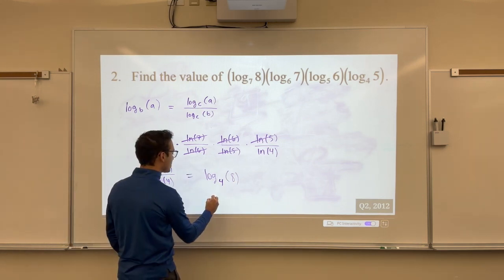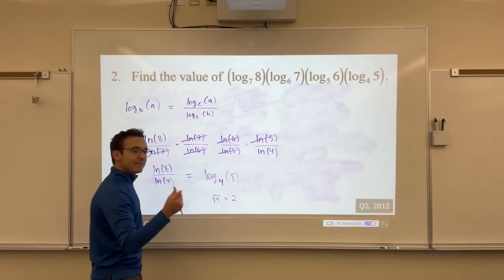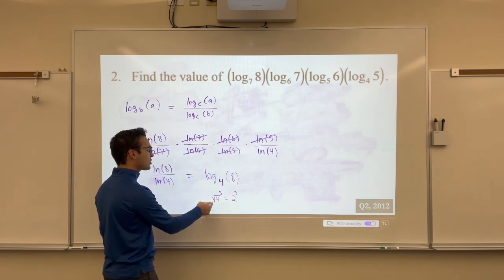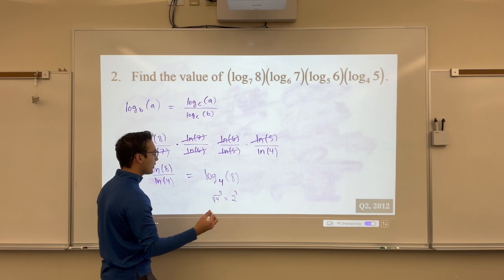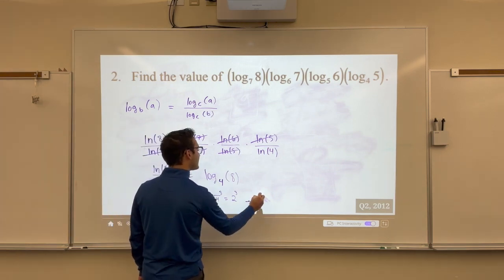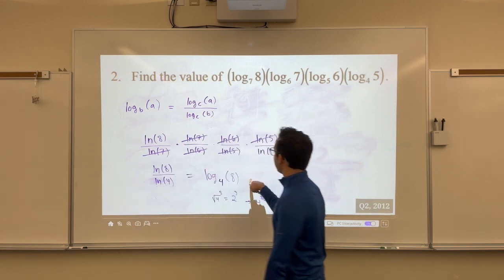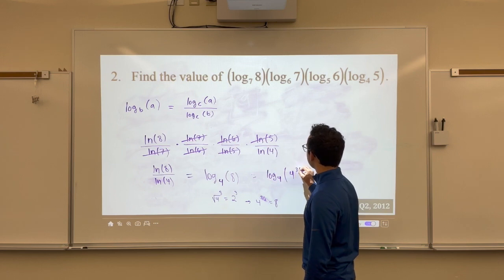Well, we know that the square root of 4 is equal to 2. And then if we cube both sides, it would equal 8. So the square root of 4 cubed is equal to 8, or in other words, 4 raised to the 3 halves is equal to 8. So we can rewrite this as the log base 4 of 4 raised to the 3 halves.